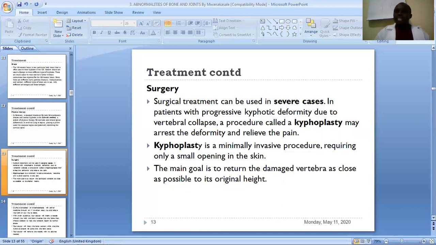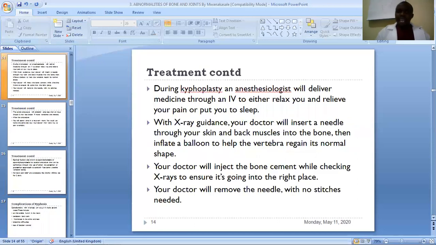Kyphoplasty is a minimally invasive procedure requiring only a small opening in the skin. The main goal is to return the damaged vertebra as close as possible to its original height. So during kyphoplasty, the anesthesiologist will deliver medicine through an IV to either relax you and relieve your pain or push you to sleep. Then with the help of X-ray, your doctor will insert a needle through your skin and back muscles into the bone, then inflate a balloon to help the vertebra regain its normal shape.